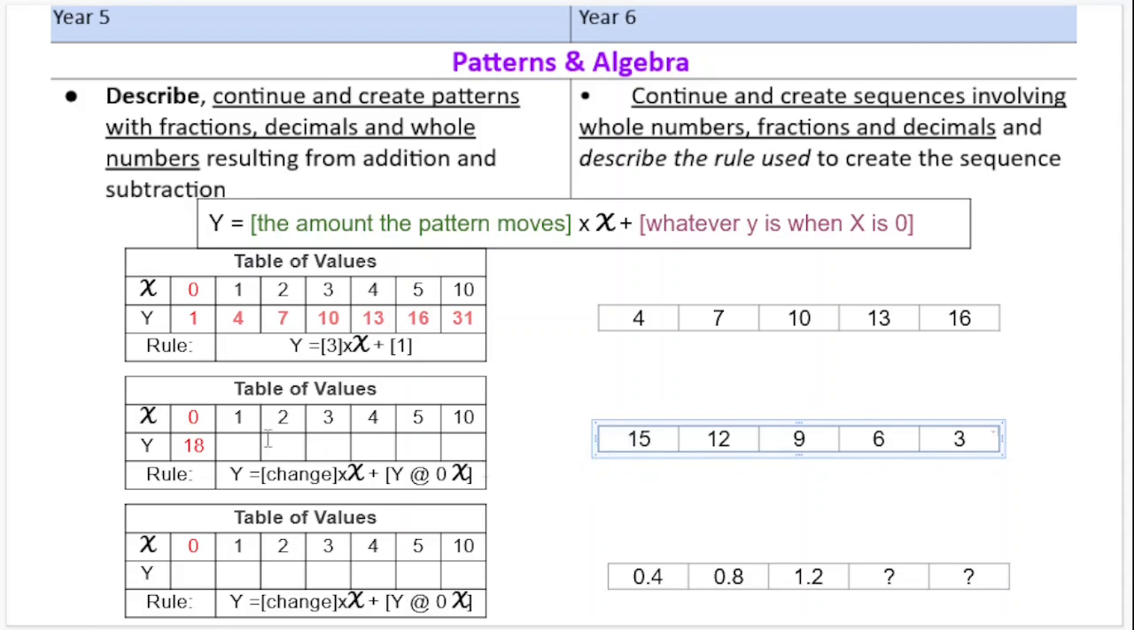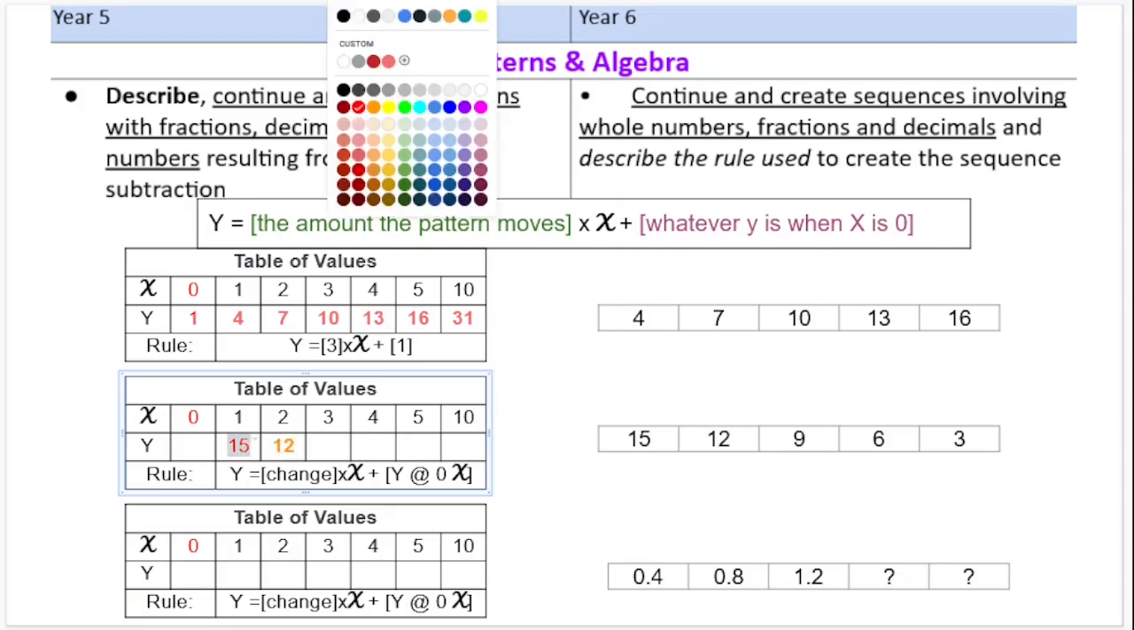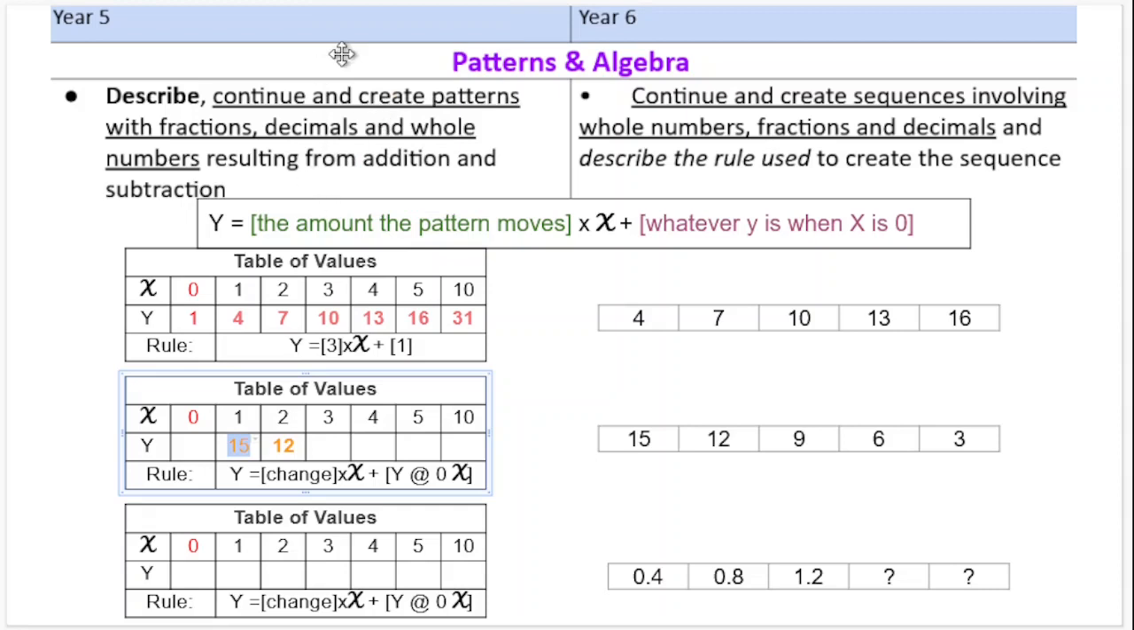So, what's our first number in the sequence? 15. What's our second number? 12. Let's make that orange and bold. What's our third number? 9. What's our fourth number? 6. What's our fifth number? 3. What's our 10th number? Well, we're going to work that out in a second.